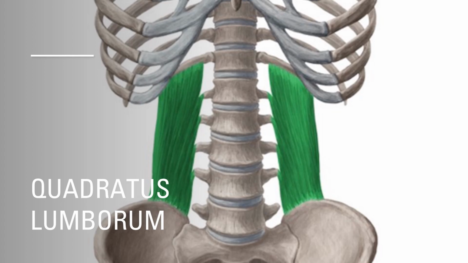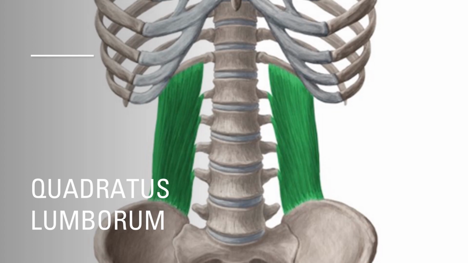So the action of the QL: it works as an extensor of the lumbar spine, a stabilizer of the lumbar area. It does trunk lateral bending, and it's capable of acting as an inspiratory muscle.